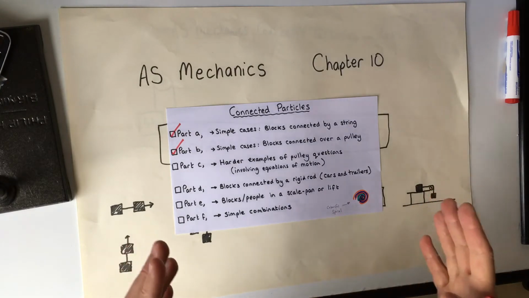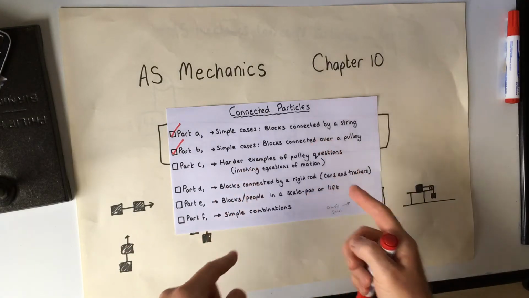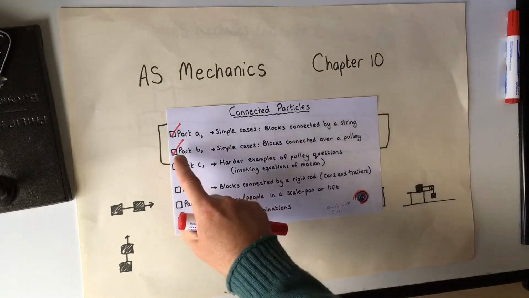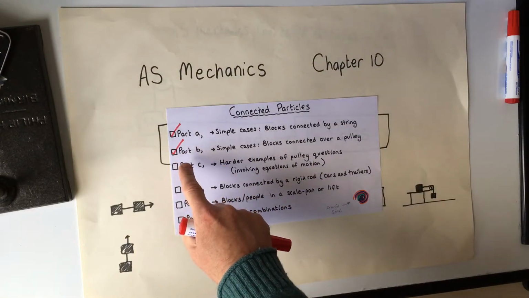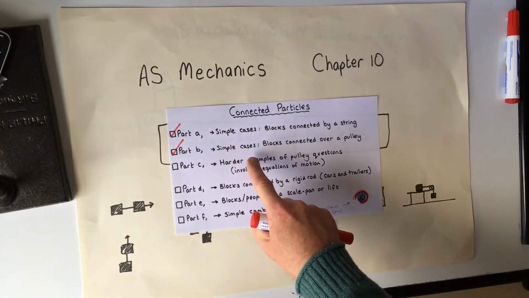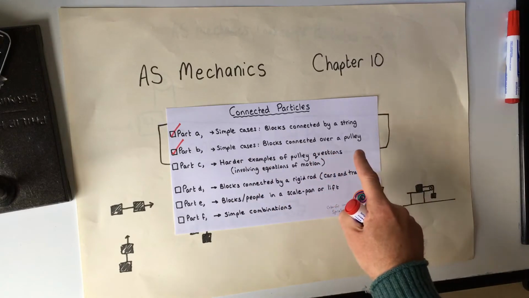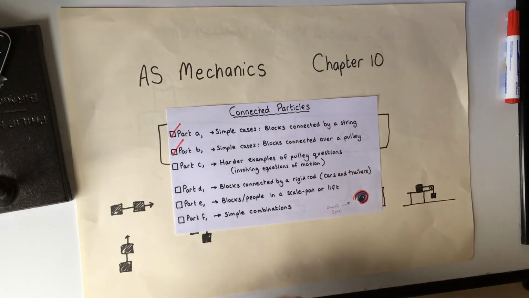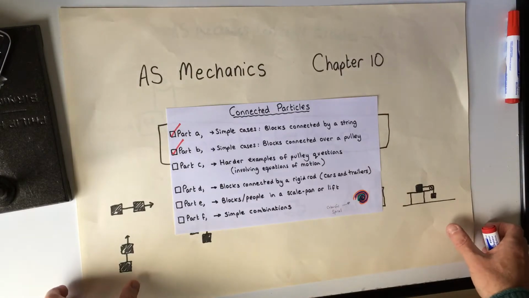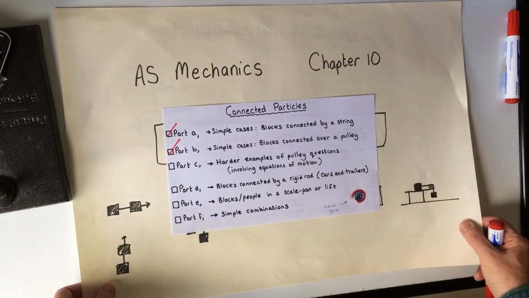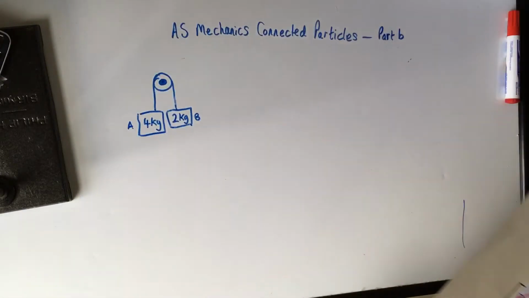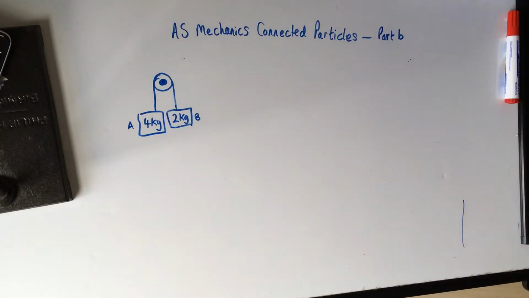Okay, so this is AS Mechanics, Chapter 10, Connected Particles. We've just done Part A, and now I'm doing Part B, which is why I've ticked in red for your Part B. We're going to look at simple cases, blocks connected over a pulley, a favourite of EdExcel mechanics. And I've still obviously got the colourful spiral for you there to have a look at. You can put it on pause or zoom in and have a look at that. Okay, so if I move that out of the way, now we started with Part A.